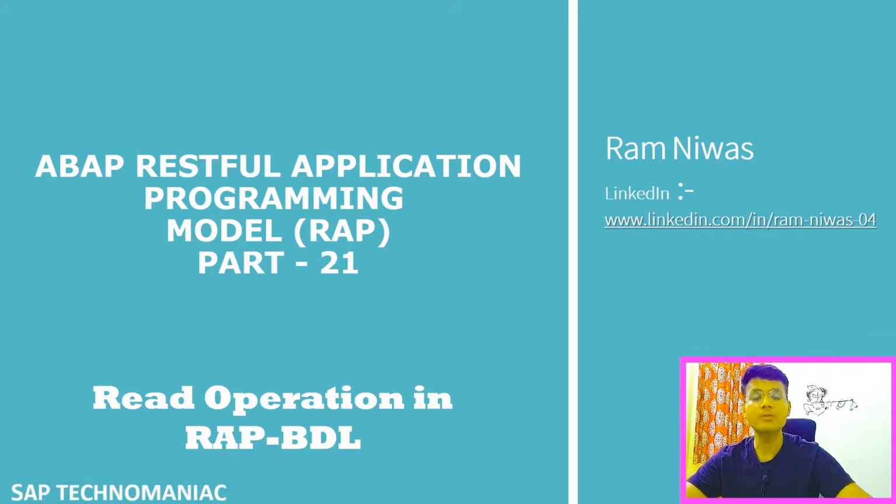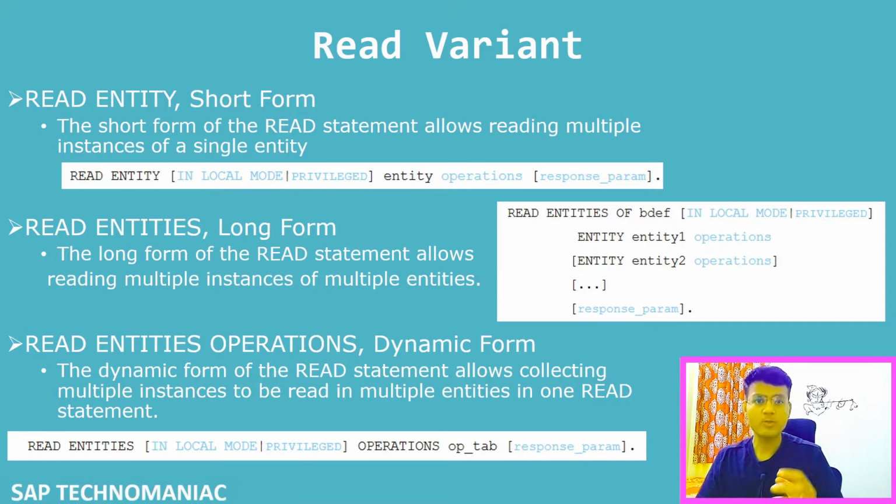In this video, we will learn about different read operations we can perform on a particular business object which is saved. We already saved some data in that business object in the database, and I want to read it back from the database. For doing the read operations for that business object, there are three variants we can use.